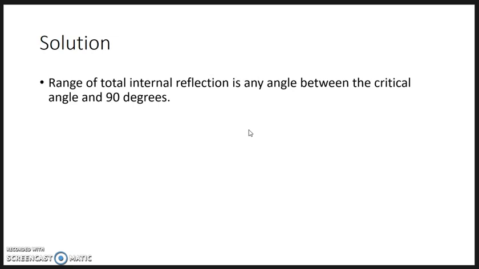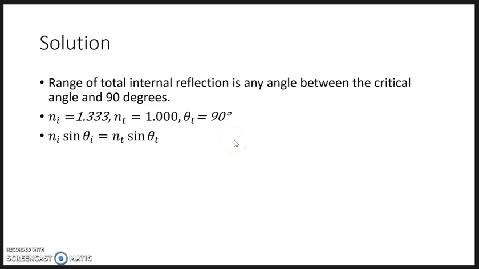Well, we said that the range of total internal reflection is any angle between the critical angle and 90 degrees. Now, if we state the other values that were given inside the problem, we've got our index of refraction for the incident side, aka the water side, is 1.333. The index of refraction for our transmitted side, the air, is 1.000, and our transmitted angle must therefore be 90 degrees because of what a critical angle actually is. So we take our Snell's law, put in these values and solve for our angle.